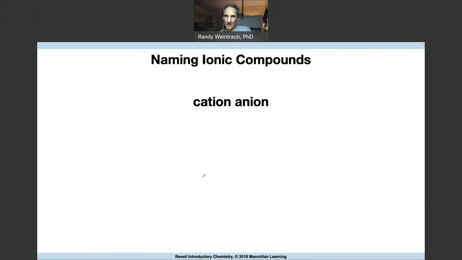To name ionic compounds, we give the cation followed by the anion. So for sodium chloride, shown there, always think of sodium chloride when we think of table salt. We could say that to remind ourselves that the chlorine has to be changed to chloride. And we state the metal first.